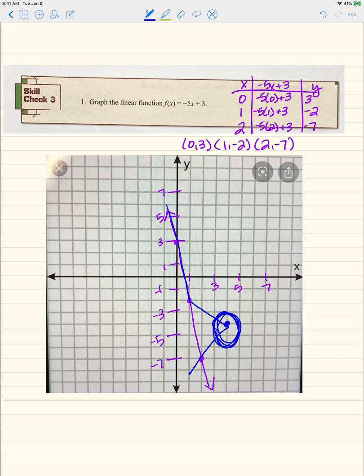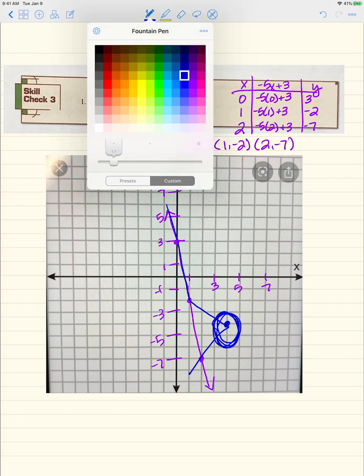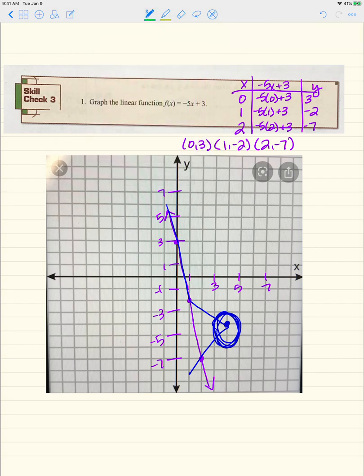All right, at least 3 coordinate points, at least 3 values for x for every single one of these. Connect them with a line and make sure your line looks exactly like mine. Let me put it in green highlight so you can see it. So we've got the arrow going this direction and the arrow going this direction. This is exactly what your graphs need to look like.